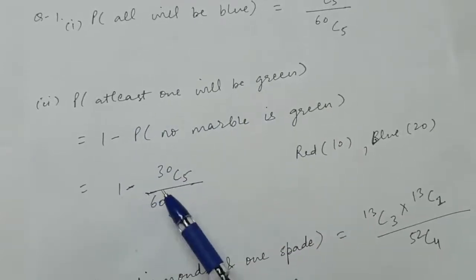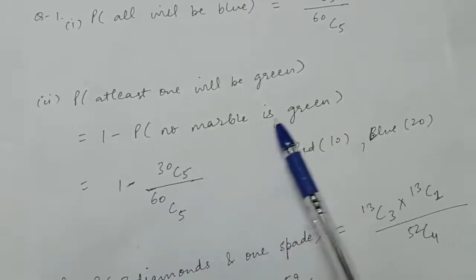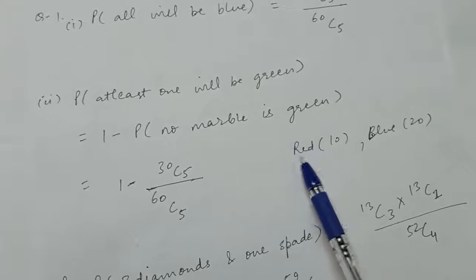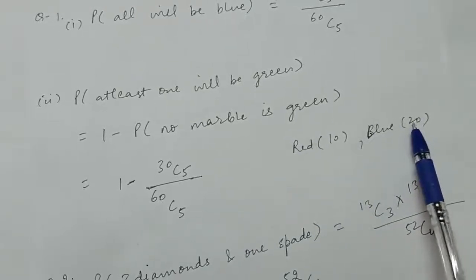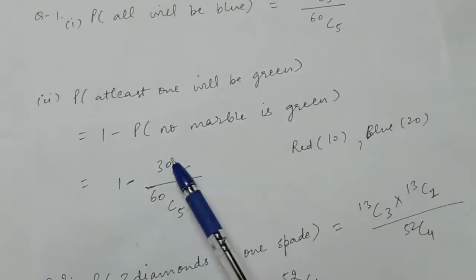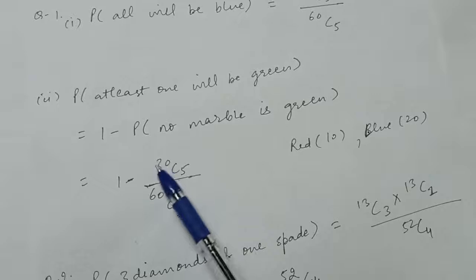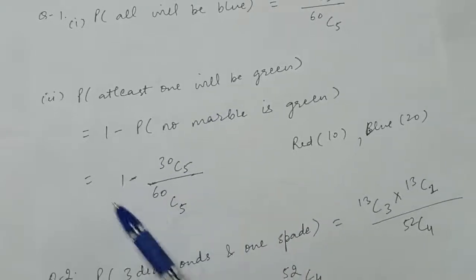So 1 minus, now total outcome is the same, 60C5, and if no marble is green, then the marbles will be either red or blue, that is you have to select 5 marbles out of these 30 marbles, which can be done in 30C5 ways, right? So the probability of this will be this.